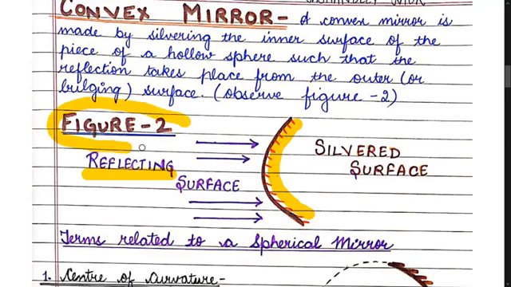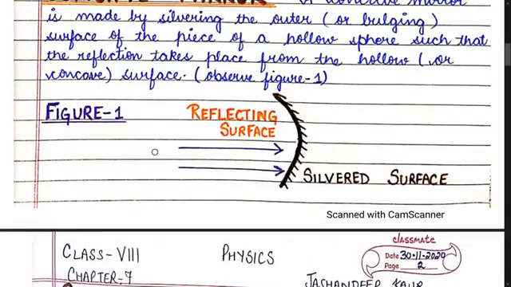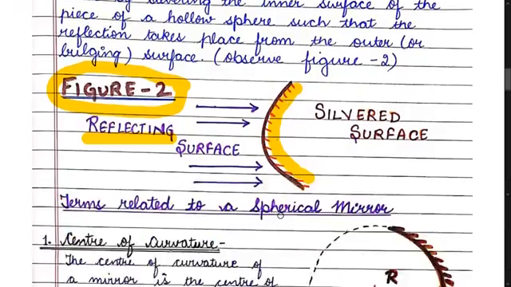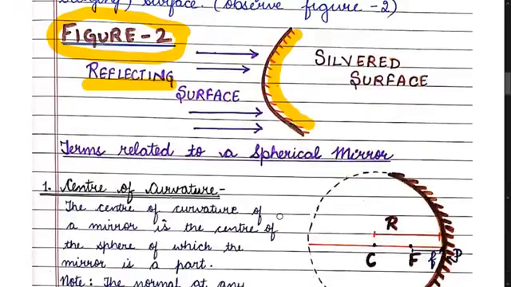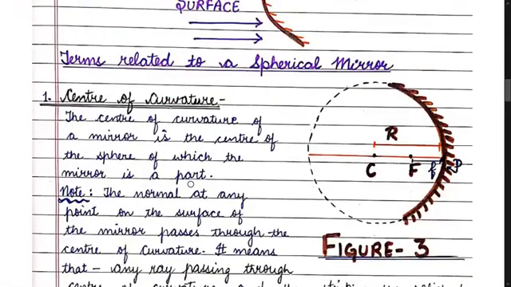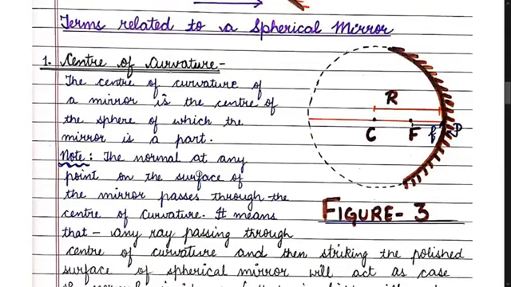You can see the diagram of the convex mirror in figure number 2, while the diagram of the concave mirror is given in figure number 1. The dashed lines mean the silvered surface, which is also labeled in both the diagrams. So students, now let us study some terms related to a spherical mirror.